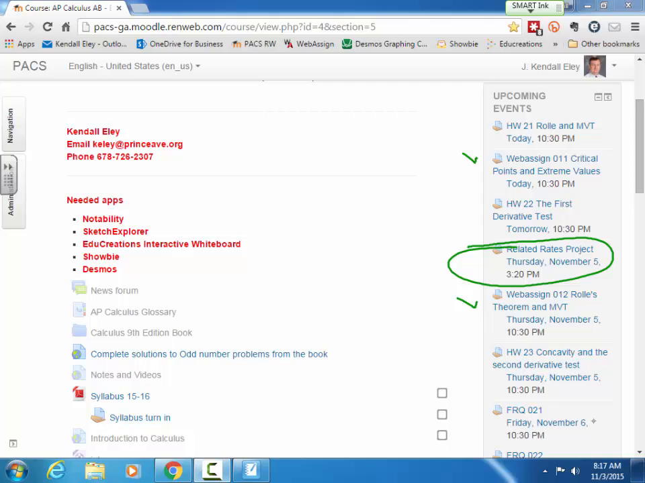We've got a test scheduled right now for next Wednesday afternoon. It'll be over what we talked about before: critical values, extreme values, Rolle's theorem, MVT, first derivative, second derivative. Those are the things that will be involved in it. We'll talk more about it as it gets closer here. All right, any questions so far?